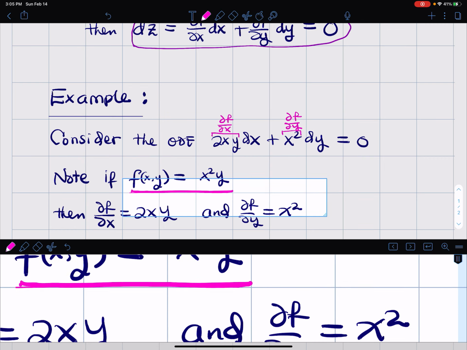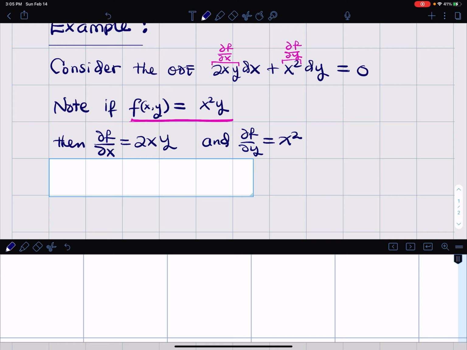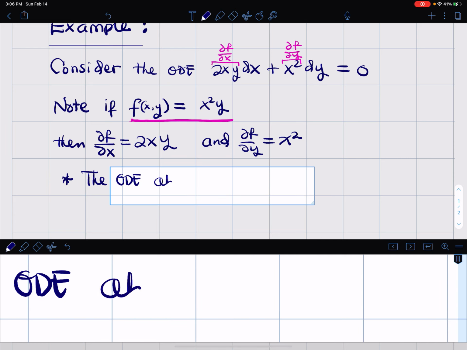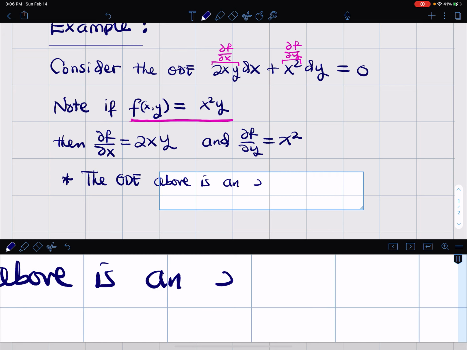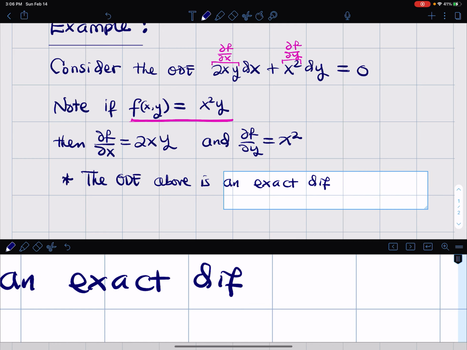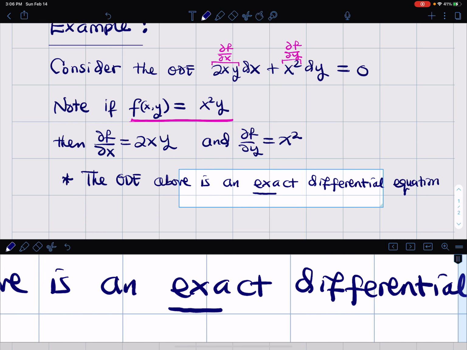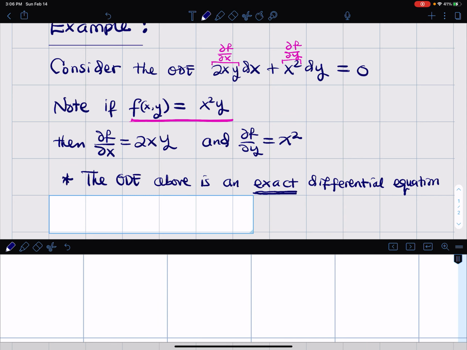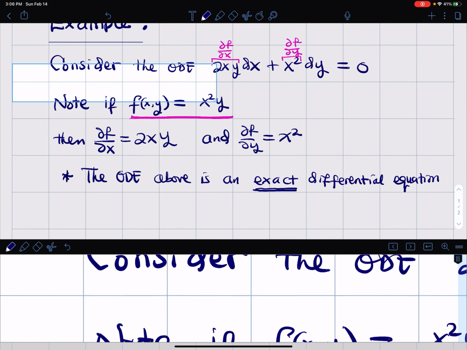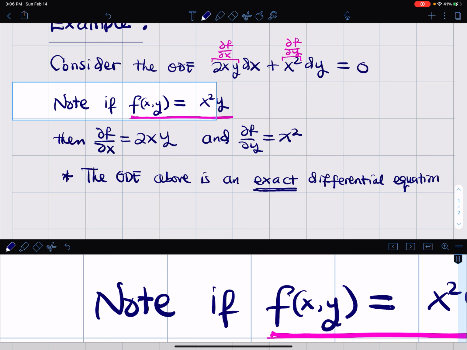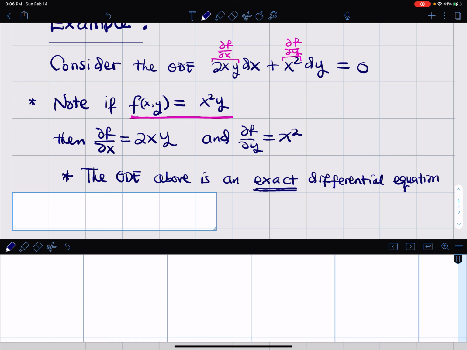All right? Okay. I'm going to go ahead and proclaim something. I can say that our ODE above is an exact differential equation. Exact. Remember this. It's an exact differential equation. We're going to come back to this word exact. Now, I want you guys to notice something. Note another thing. This is the first thing we're noting in this very interesting situation. Another thing I want you to note is this.